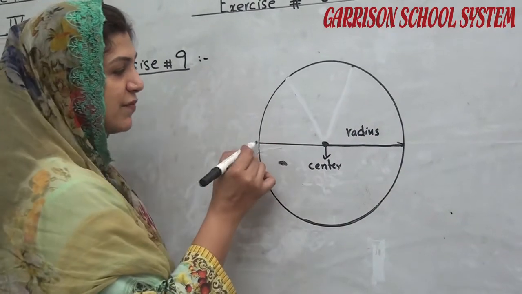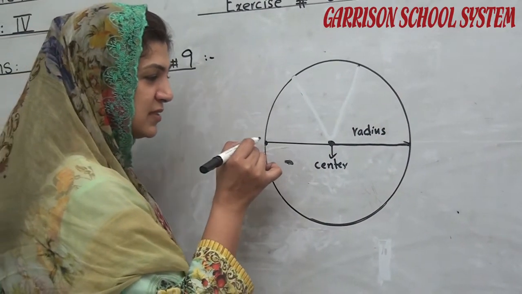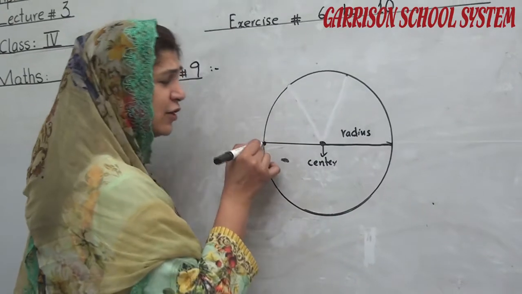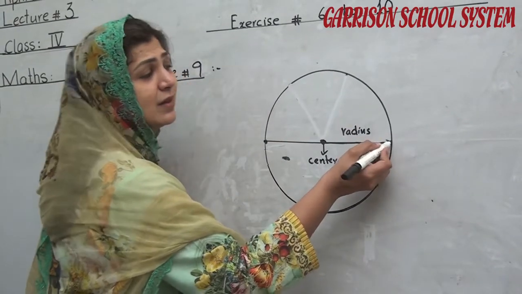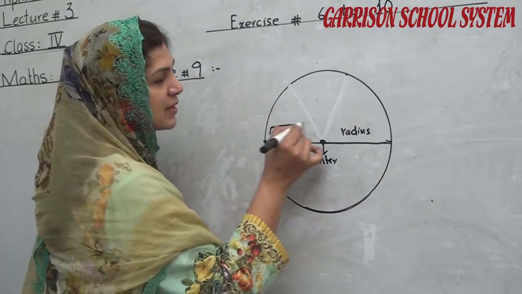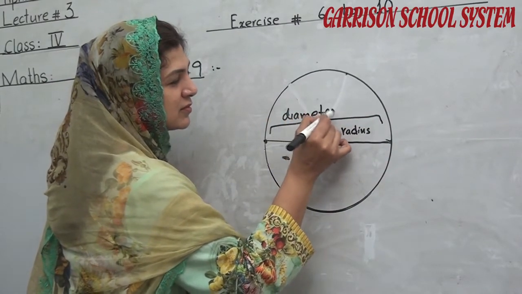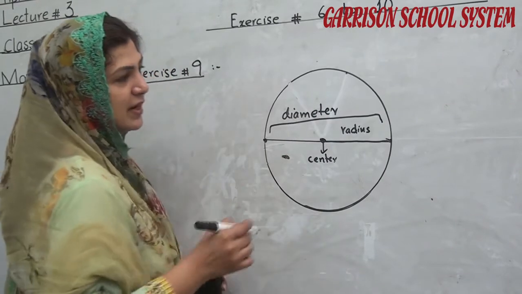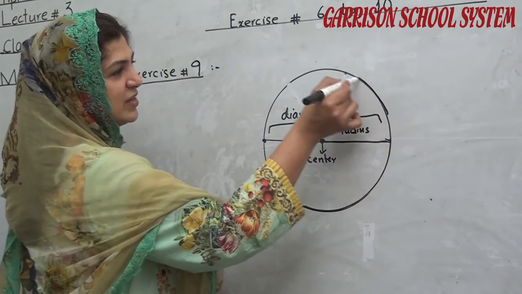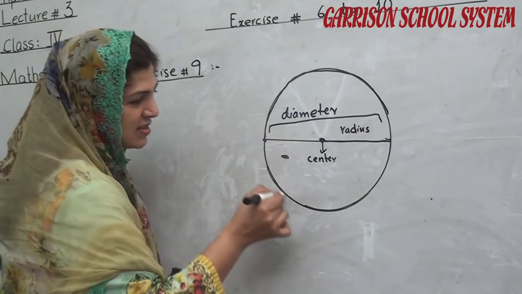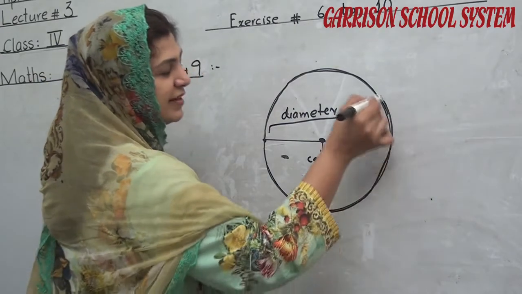When we draw a line from one side of the circle to the other side of the circle, it is called diameter. It's called diameter. And what is this? Students, this is the circumference.